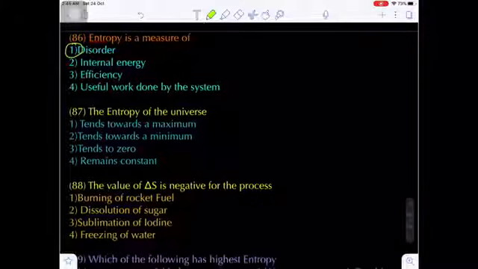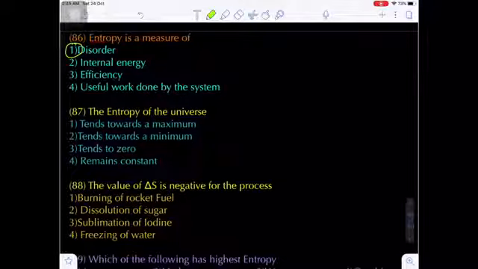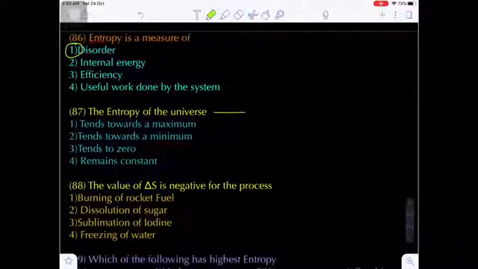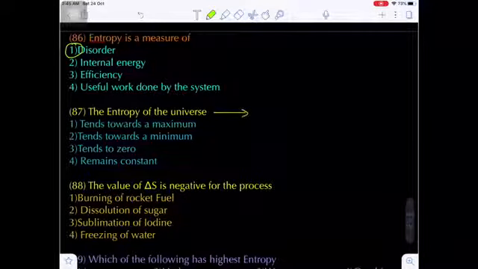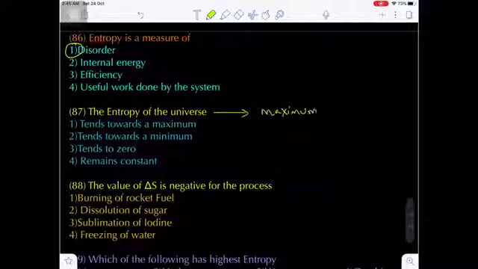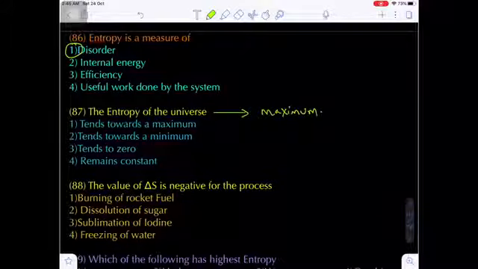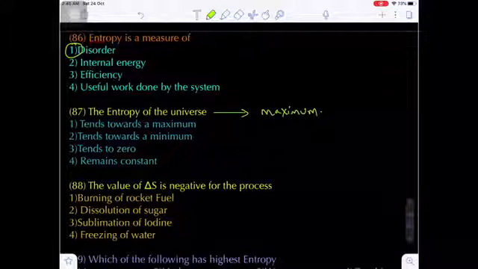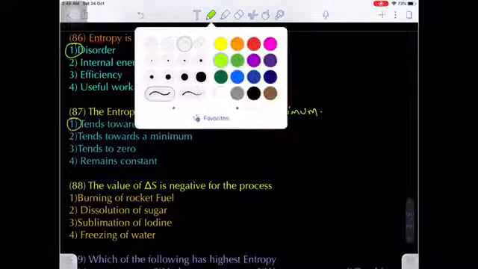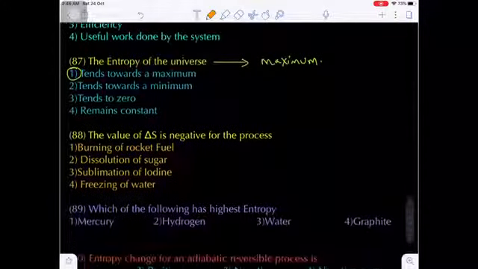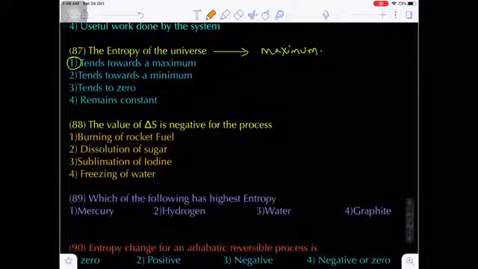Next question. The entropy of the universe. The entropy of the universe always tries to increase, or to move towards maximum. If any event occurs in nature, that means the entropy of the universe keeps on increasing towards the maximum value. Are you getting my point? So this will again be the first option. Okay. Now the next question, that will be question number 88.